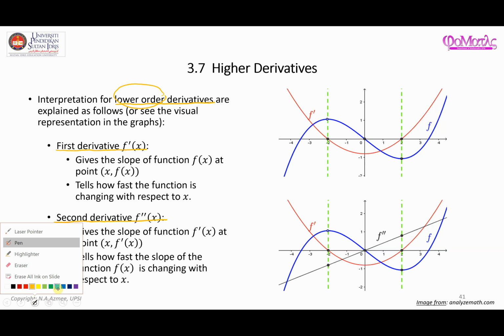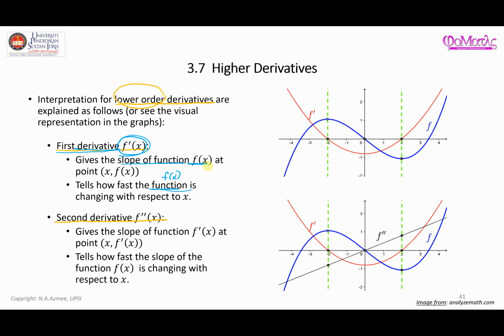When you talk about the first derivative, the mathematical notation is f prime x, and here it tells you how fast the function, f(x), is changing with respect to x. In other words, it gives you the slope of the function f(x) at the specific point x here, where the value of y is f(x). So f prime x gives the slope of the function f(x) at that point.